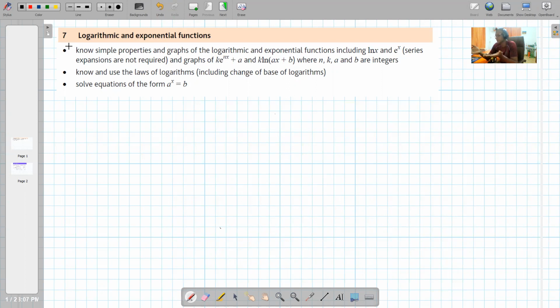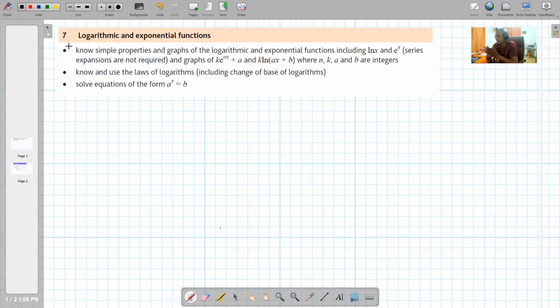Bien sûr, je ne vais pas m'attendre à ce que vous compreniez ça maintenant, parce que je ne vais pas le traiter. OK? Je vais traiter ça plus tard, pas même dans cette vidéo. Know and use the laws of logarithms, including change of base of logarithms. Ça aussi, je ne le traite pas dans la vidéo.